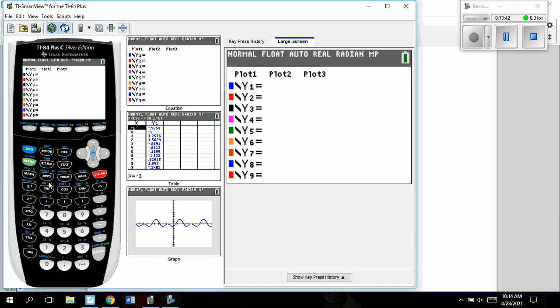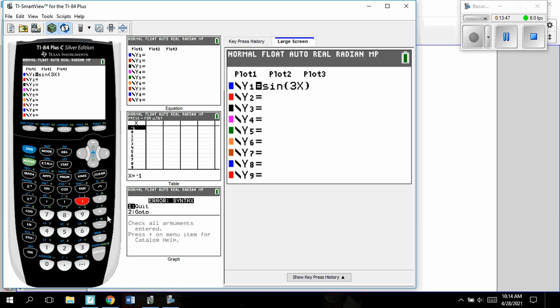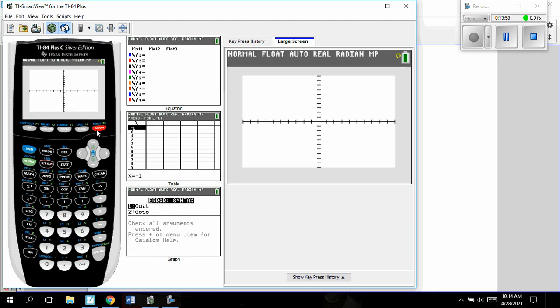And I want sine of 3x. Make sure you close it, plus 2x. If you don't close it, all of that 2x stuff is going into the sine as well. So you definitely need to close it. Okay. Graph this.